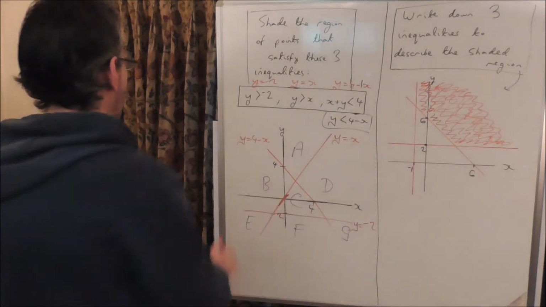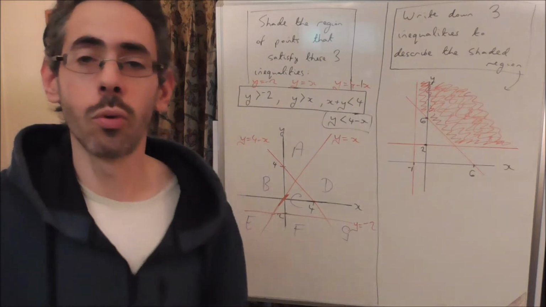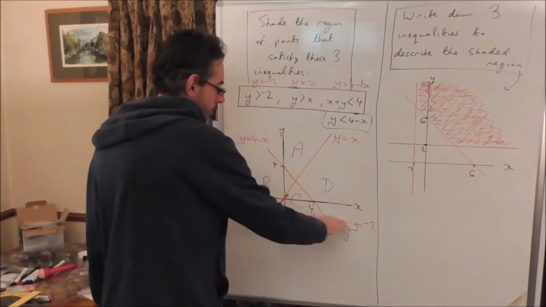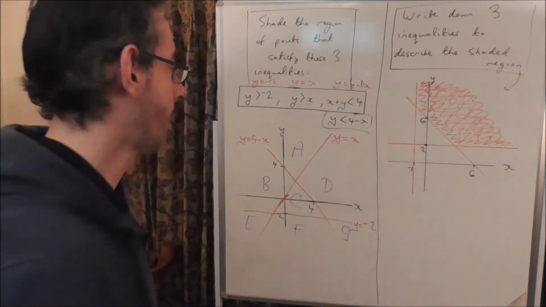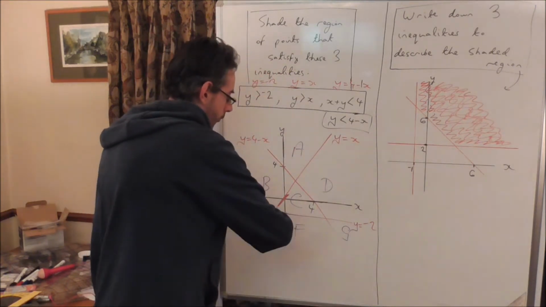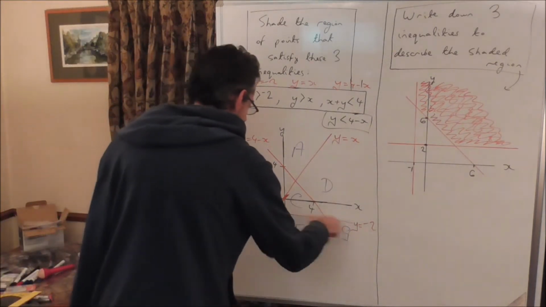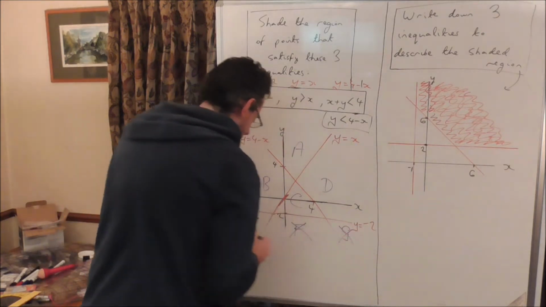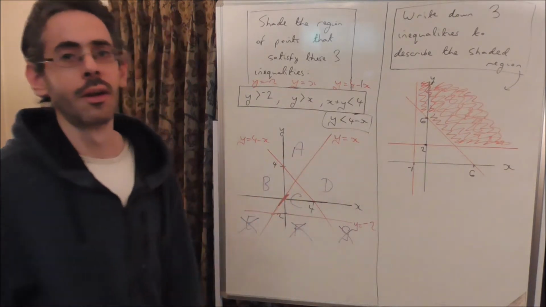So let's start with the first inequality. So y is greater than minus 2. We're looking for points where the y-coordinates are greater than minus 2. So this is the line y equals minus 2. So points where y is greater than minus 2, are they going to be above this line or below the line? Well, they're going to be above this line. To have a y-coordinate greater than minus 2, you've got to be above this line. So we can eliminate straight away E, F and G. The region's got to be above this line. So that's eliminated 3 of them. We're down to 4 now.